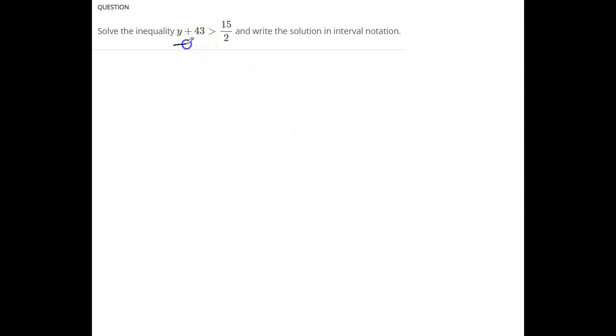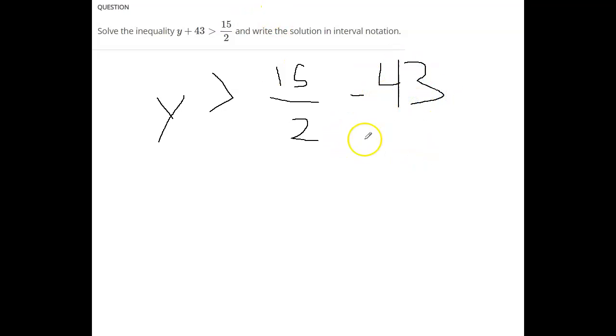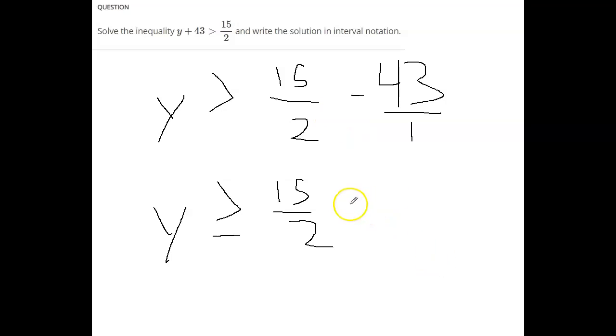For this problem, we want to get the variable by itself, solve the inequality, so we're going to subtract 43 from both sides. That gets the y by itself on the left, and on the right, we're going to be subtracting 43. Now, I need to get a common denominator to do this subtraction. So right here, it's 43 over 1. I'm going to need to change it to a 2, so I'm going to multiply on bottom by 2, and I'll have to multiply on top by 2 as well. So now I can actually do the subtraction. I'm just changing the color here to make it easier to read so it doesn't blend in with the line above it. But 15 minus 86 is going to be negative 71 over 2.